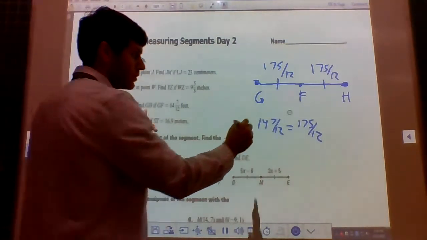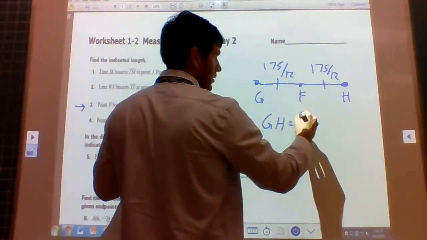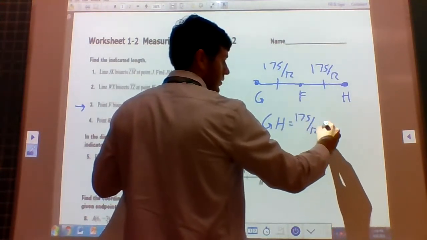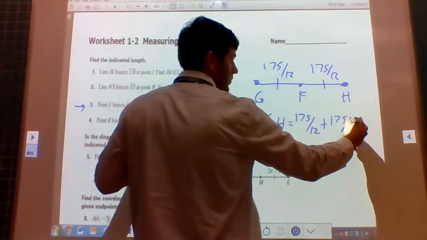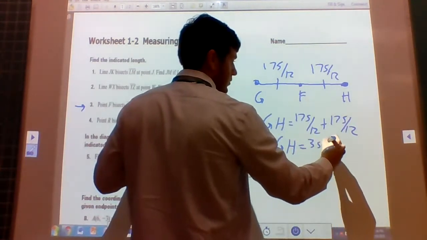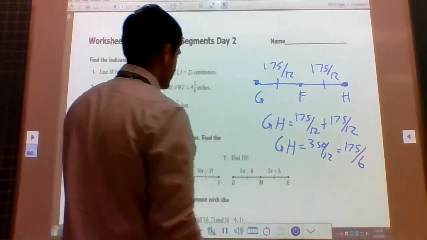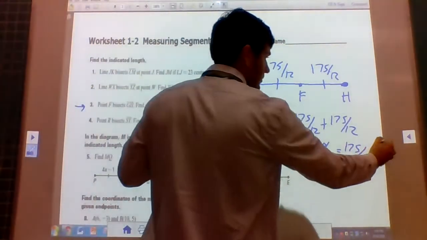We want to find GH, so we're going to simply add them together. GH is going to equal 175 over 12 plus 175 over 12. That's going to be 350 over 12, which is 175 over 6, and our units are feet.